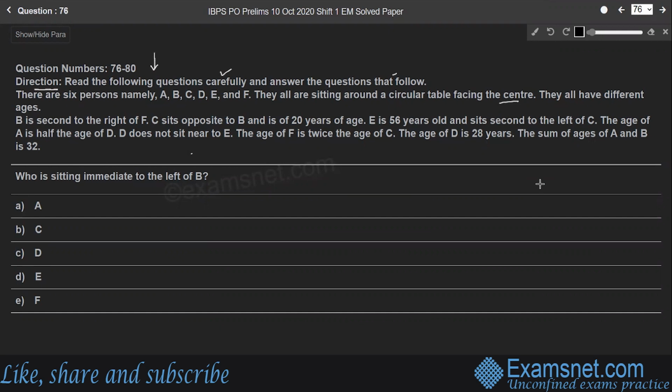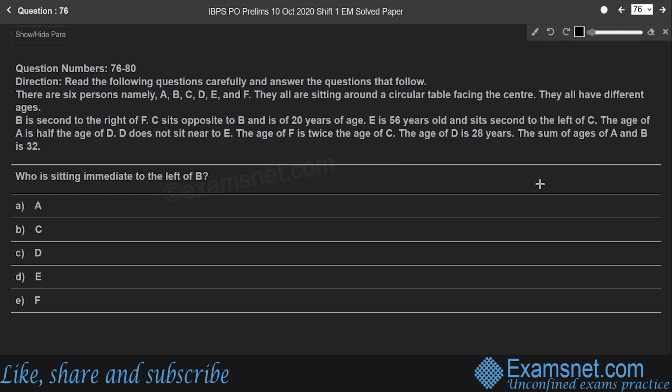B is second to the right of F. C sits opposite to B and is of 20 years of age. E is 56 years old and sits second to the left of C. The age of A is half the age of D. D does not sit near to E. The age of F is twice the age of C, and the age of D is 28 years. The sum of ages of A and B is 32. Then, who is sitting immediate to the left of B?